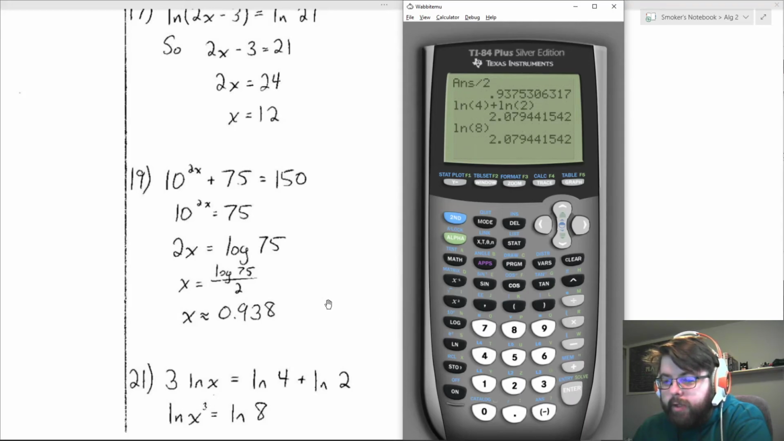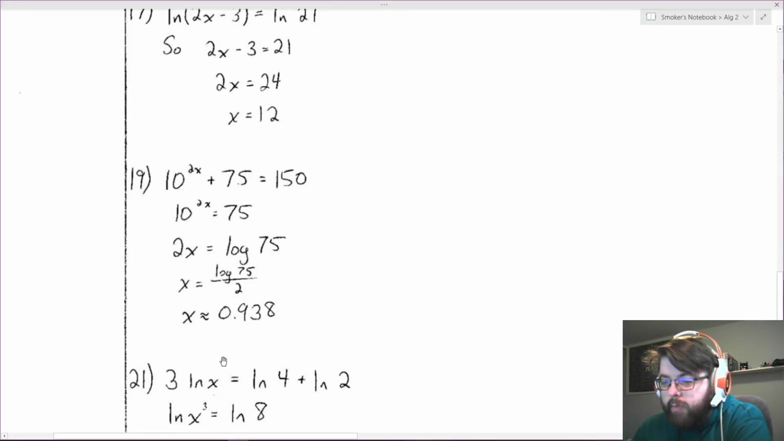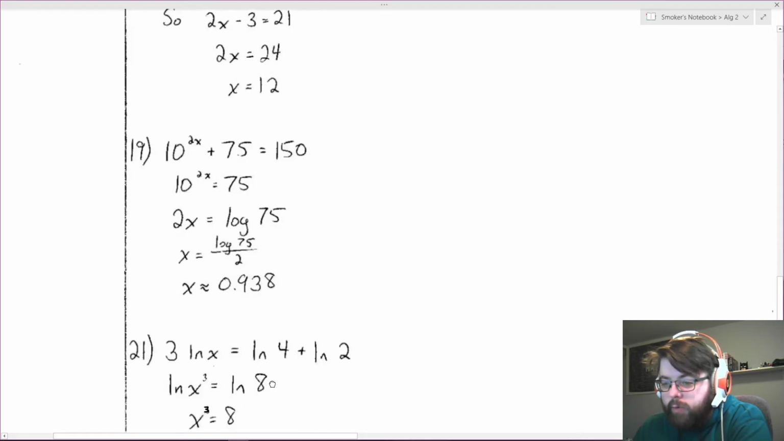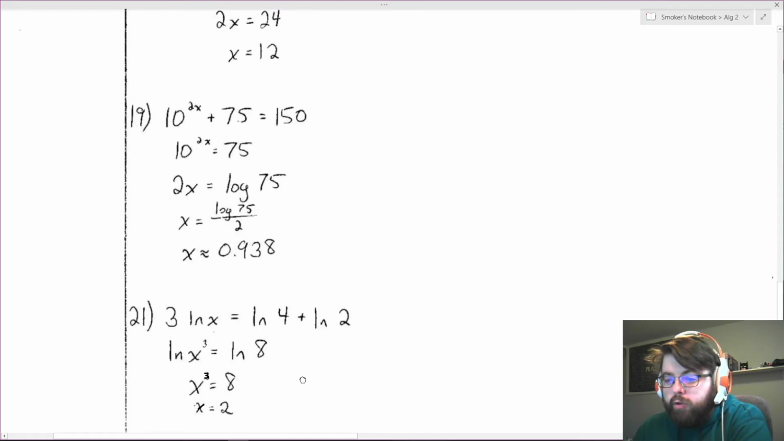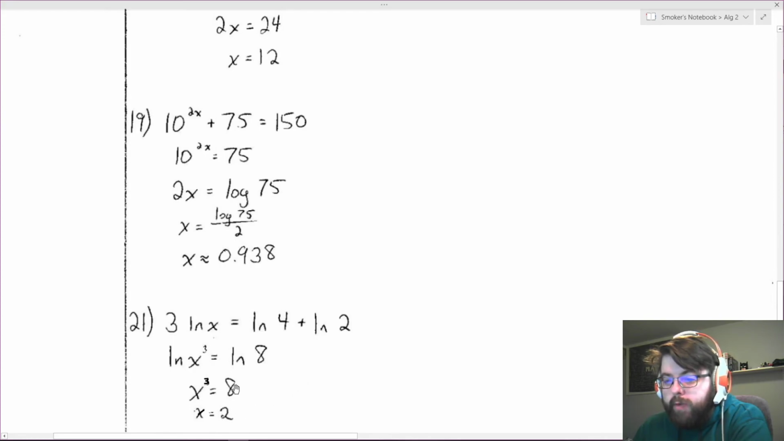See how they're equivalent? So then I have ln of x cubed, like I had mentioned about taking that power and moving it up, and ln of 8 using the product property. Now I just have ln of stuff equals ln of stuff, and I can just set this stuff equal to each other. Take the cube root of both sides, or think what cubed is equal to 8, and the answer is 2.